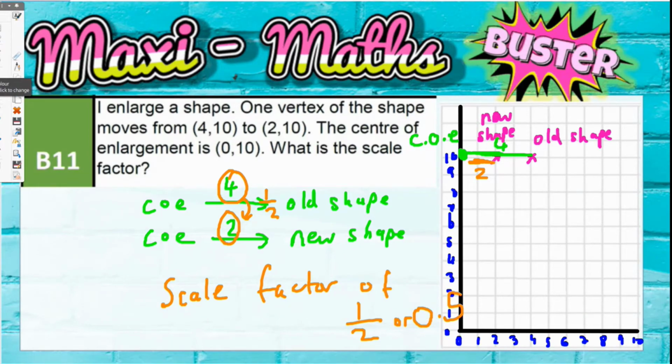I know it's not part of the question, but we could look at another corner on the shape. We could say that there was a corner down here at 6,4. Well, that means that is a distance diagonally of 1, 2, 3, 4, 5 squares diagonally. So if that was a corner on the old shape and the scale factor was a half, because we just figured that out, that distance of 6 squares diagonally would halve to 3 squares. So the corner on the new shape would only be 3 squares away from the center of enlargement, which would be there at 3,7.